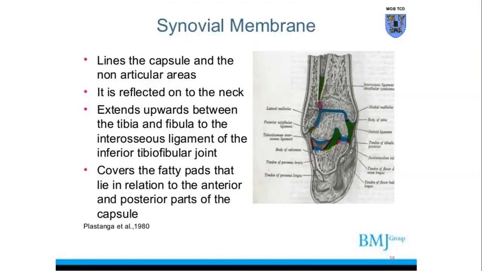Synovial membrane, obviously, will line the capsule, and it's reflected over the neck of the talus and extends upwards between the tibia and fibula to the interosseous ligament of the inferior tibiofibular joint. It's covered by the fatty pad in relation to the anterior and posterior parts of the capsule. So it will line the inner side of the capsule, and the reflection is over the neck of the talus and extends upwards between tibia and fibula.